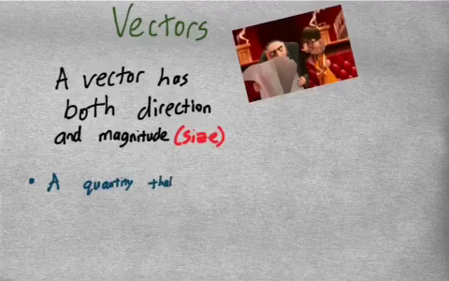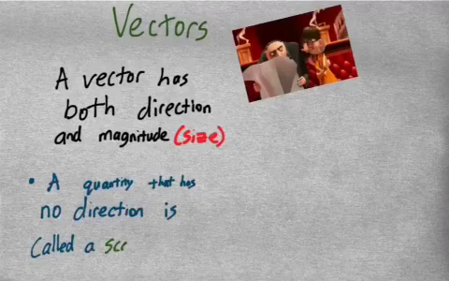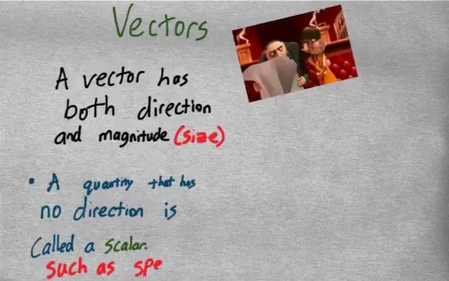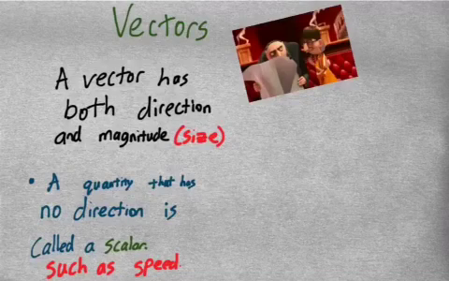A quantity that has no direction, so if we're thinking of a value with no direction, that's called a scalar. An example of a scalar is speed. So if I say I'm going 60 miles per hour, that indicates no direction. I just know how fast I'm going. It's just got a value with it, but it doesn't have the direction. When I add a directional component to that, I'm going 60 miles an hour northbound, then we have a vector. We have the direction and the speed, or the magnitude, or the size of it.